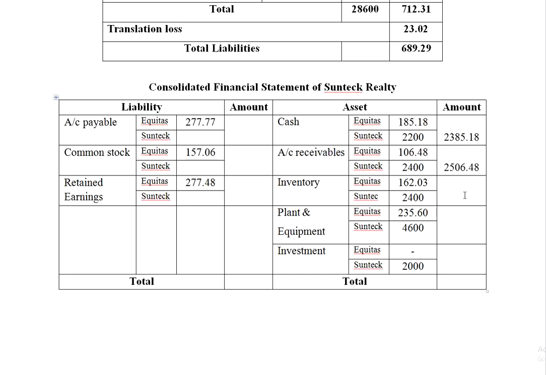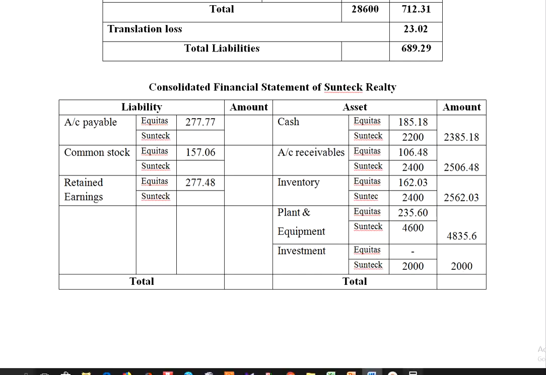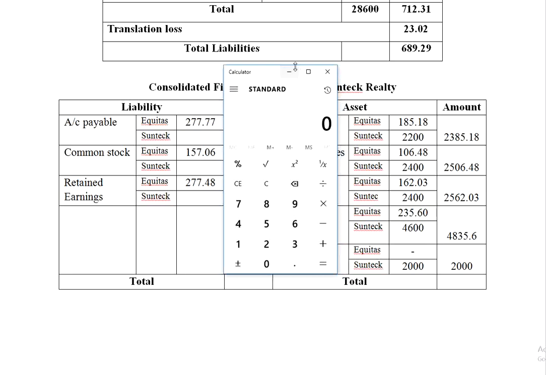2506.48. Similarly, you have to add this too. So it is going to be inventory, right? After adding 2400 and 162.03, it is going to be 2562.03, and 235.60 plus 4600, it is going to be 4835.6. And since there is no need of adding because Equitas doesn't hold any kind of investment, we have done this. And now what we are doing, we have to add all these items.